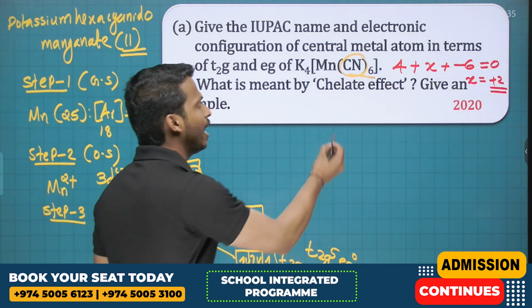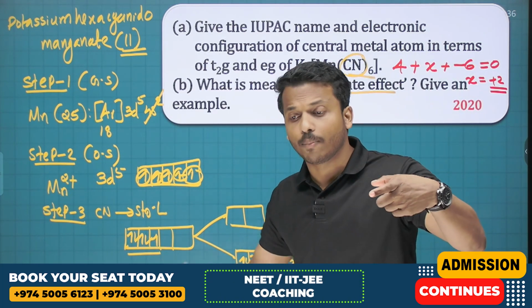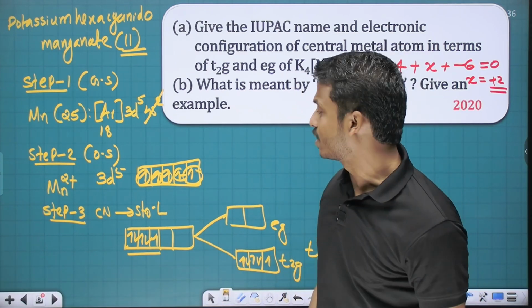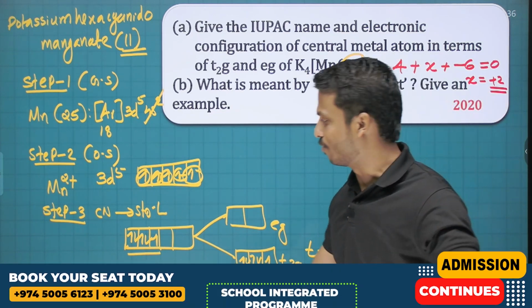What is meant by chelating effect? Already we discussed. Chelating ligands are bidentate or polydentate ligands that have an ability to form a ring structure with the metal, and it makes the complex more stable. This is called chelating effect, right? Hope, my dear students, you study the definition, everyone.